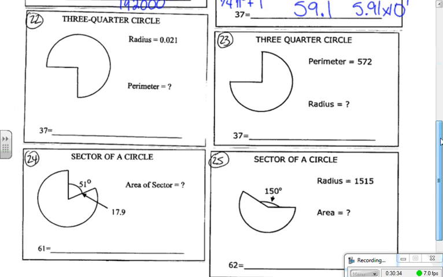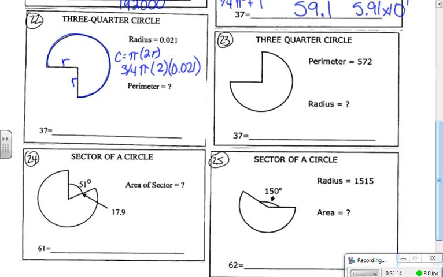Okay, number 22, we have a 3/4 circle. We have the radius, and we want to find the perimeter. This one's going to be a little bit easier. We need to find 3/4 of the circumference, and then we're going to add 2 radii to it. So circumference is pi times the diameter, which is 2 times r for the diameter, right? So our circumference for 3/4 of our circle would be 3/4 pi 2 times our radius.